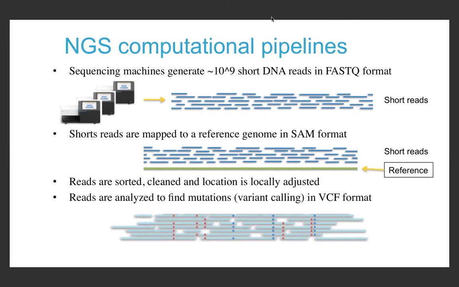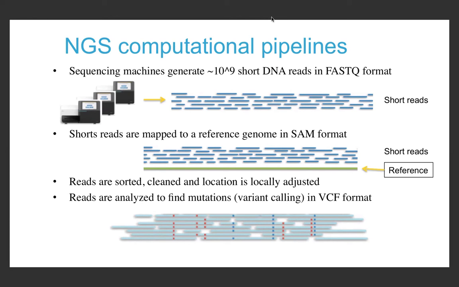The computational pipeline starts with a file that is generated by the NGS machine. This file is usually stored in the FASTQ format. The file contains the exact bases, or sequence, of every individual short read that was generated by the machine, in addition to a quality parameter that defines how accurately this read has been generated.